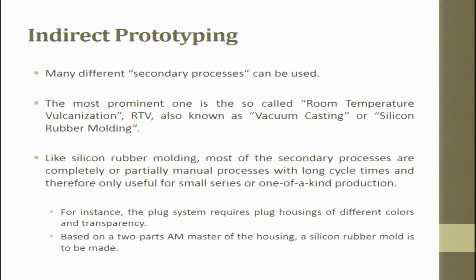So, indirect prototyping. Many different secondary processes can be used for indirect prototyping. The most prominent one is called room temperature vulcanization, or RTV. In short, it is also called vacuum casting, or silicon rubber mold.